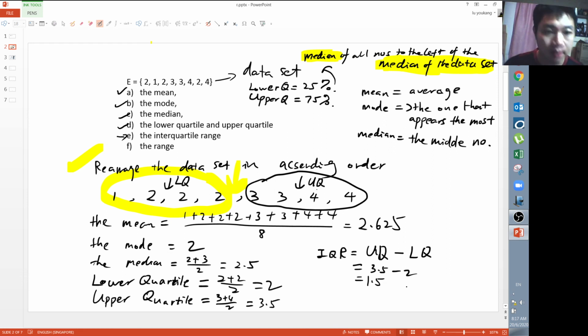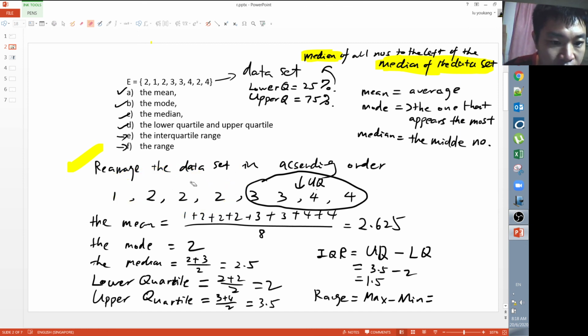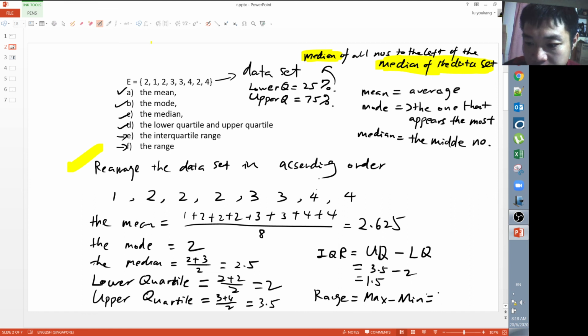Last but not least, you are asked to find the range. The range of the data set is basically the max minus the min. Let me tidy it up a bit so that you won't get confused. I hope you are following. What is the max number in this data set? You can clearly see it's 4. What is the minimum number? Clearly it's 1. So the range is 4 minus 1, which is 3.